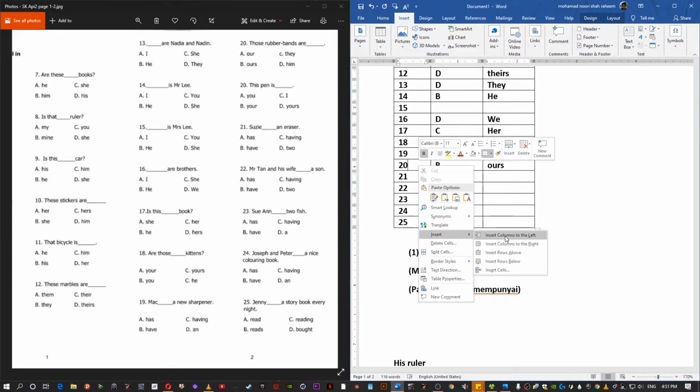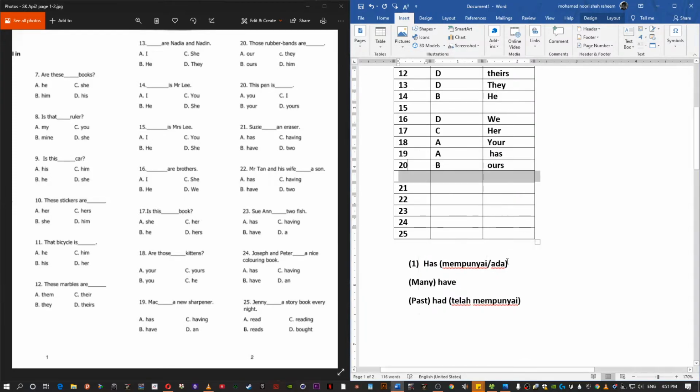I'm just gonna insert another row below and pretend like there's two 20s. Okay, I think 20 is actually compensating for the one from earlier, there's a question that repeated, right? It's compensating for that. Never mind. So we're just gonna write 20 twice. So the second question 20 is, this pen is you, your, I, yours. Pen comes first. So the answer is D. Okay, yours.